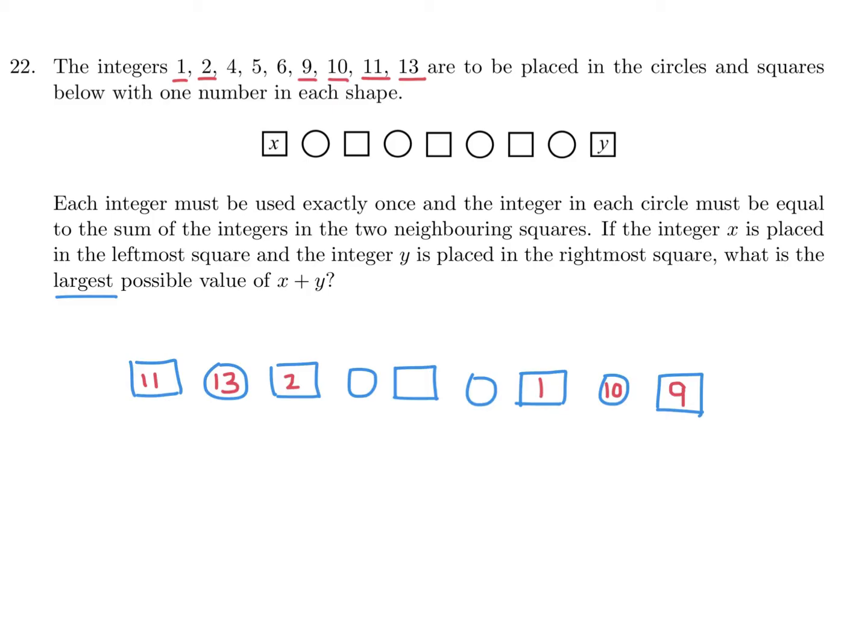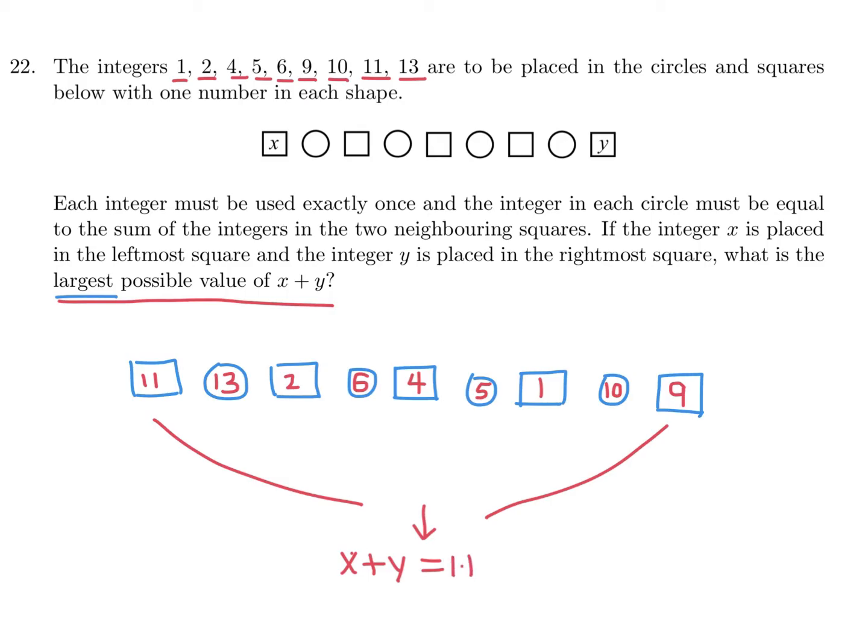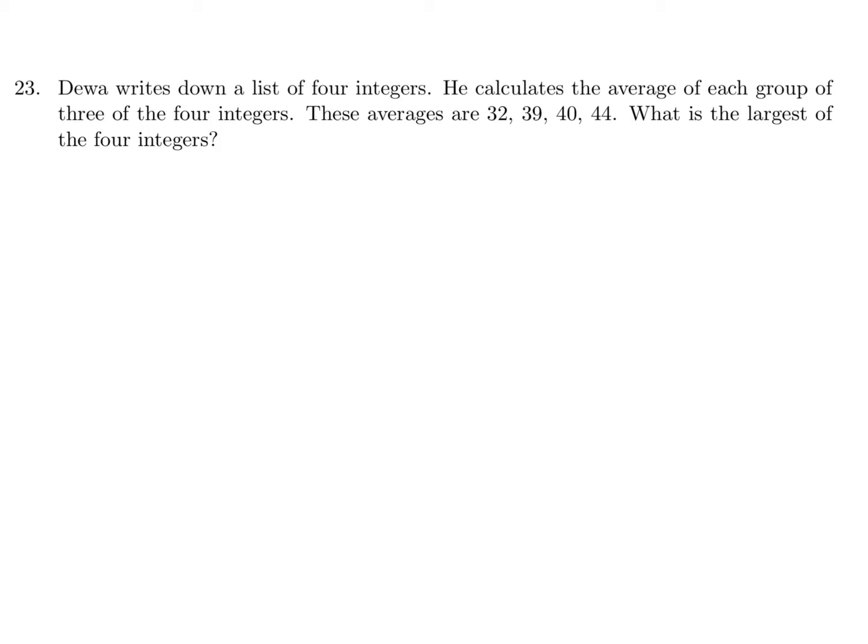Now let's see if I can make this whole thing work with the remaining numbers, which are 4, 5, and 6. If I put a 6 here, that would mean the 4 would have to go there, because 2 plus 4 is 6. And then the 5 would have to go there, and 4 plus 1 is 5. So there you go. It all works out. And this is the way to get the largest possible value of x plus y. That's x, that's y. And x plus y is therefore 11 plus 9, which is 20. And on your answer paper, you would put 20.